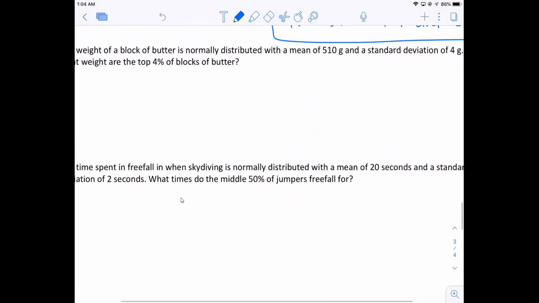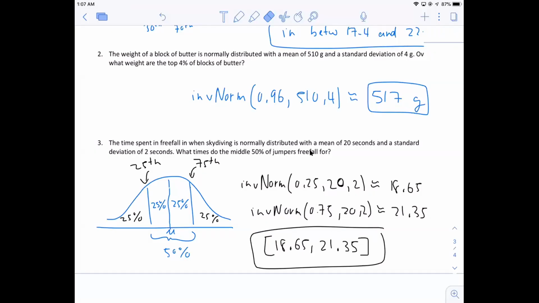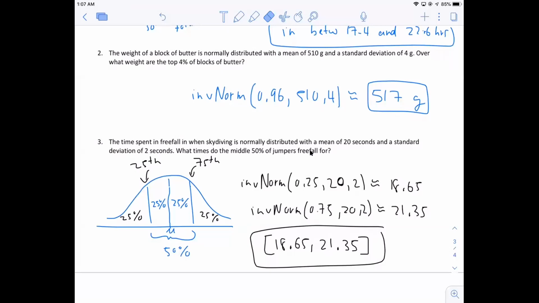So 2 more questions down here on the bottom. You guys can try these on your own. I will post up an answer key with the notes. And actually, I'm just going to pause the video now. I'm going to do these 2 problems. Unpause it, you can check it. So go ahead and try 2 and 3. And I'm back. All right, that's what I got for the last 2. Double checking my work, let me know if I did something wrong, but I'm getting 517 grams for the top 4% and that interval for the middle 50% of free fall time for these jumpers.